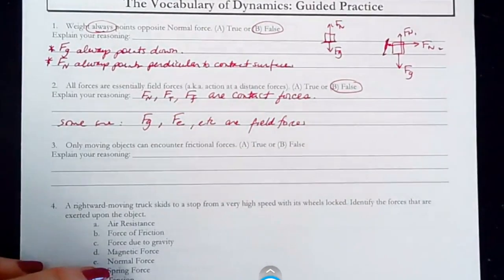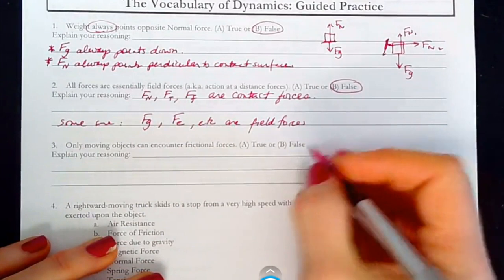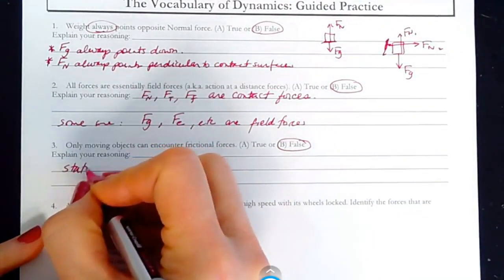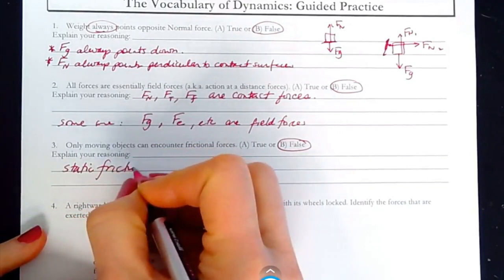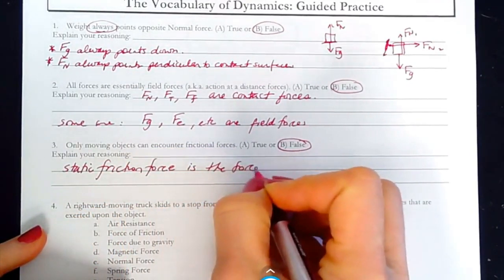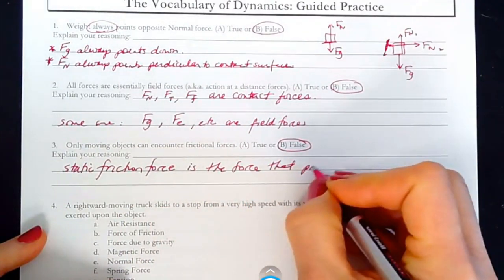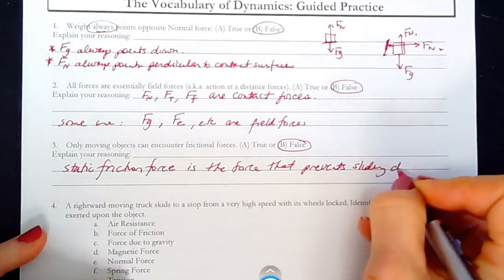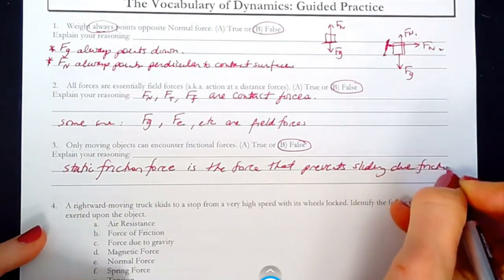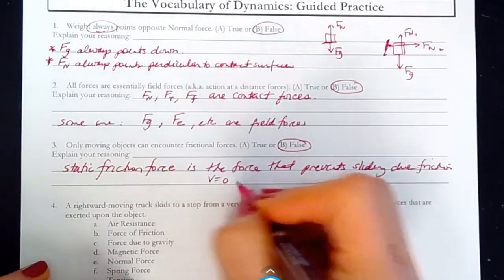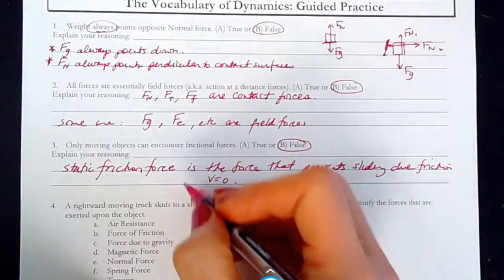Only moving objects can encounter frictional forces. That is also false because by definition, static friction force is the force that prevents sliding due to friction. So friction is present, but it's stopping something from moving. So velocity is going to be 0. There won't be any motion.